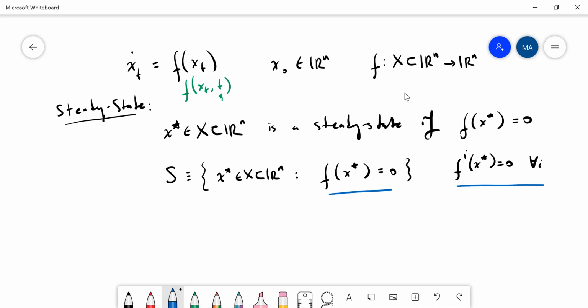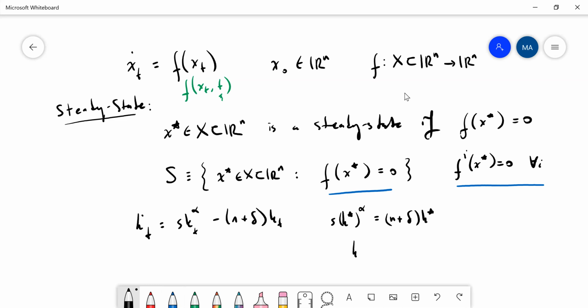Okay, for instance, if you look at the Solow model, right? So you have s k_t^alpha minus (m plus delta) k_t. So a steady state would be this, right? k star to the alpha equals (m plus delta) k star. So k star would be what? (s divided by (m plus delta)) to the power 1 over 1 minus alpha, right?